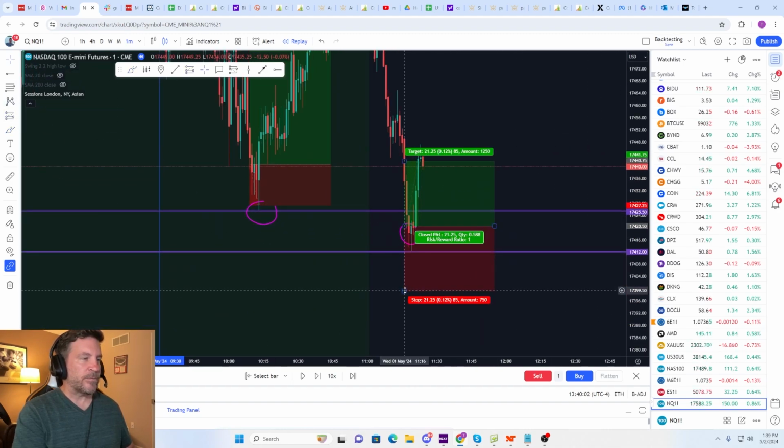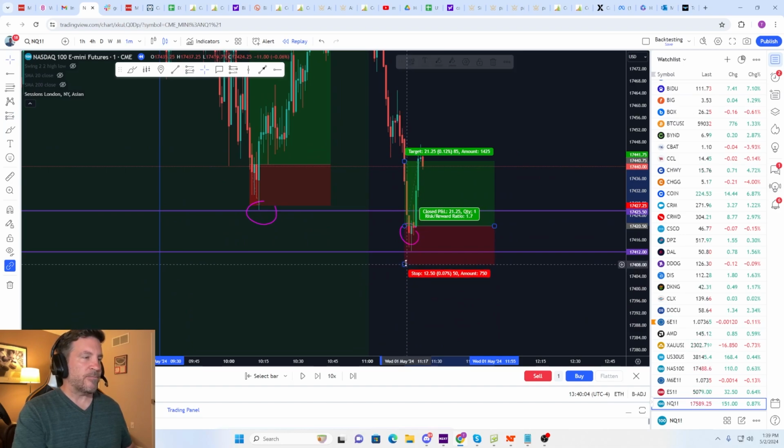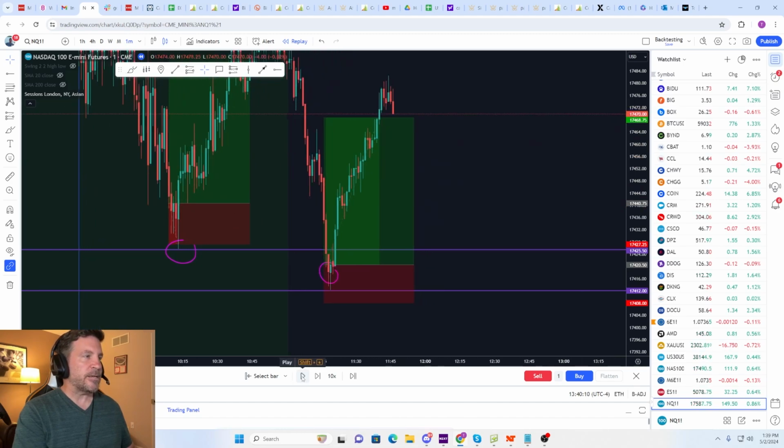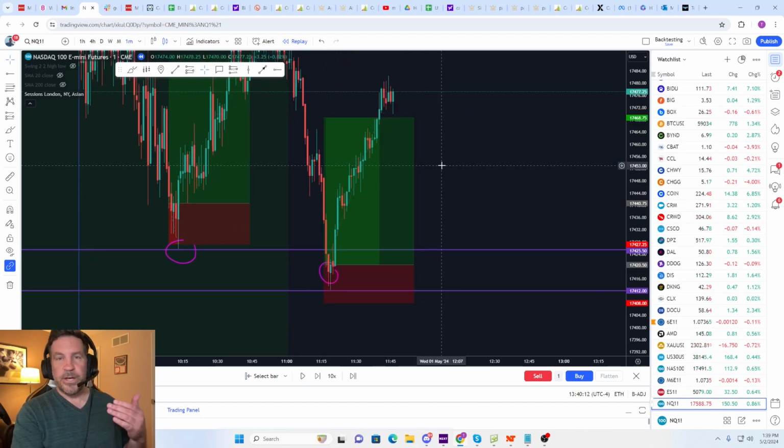And again, I'm looking for 3, 4, 5R. It really just depends. So let's see what happens here if this is pushed up. All right, I am going to play this forward, and you can see the target was hit there. So there are two simple trades. I lost the first one, and then I won the second one, and because I'm targeting a higher risk to reward, it actually worked out for me.